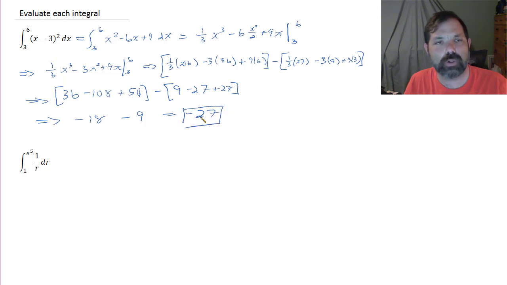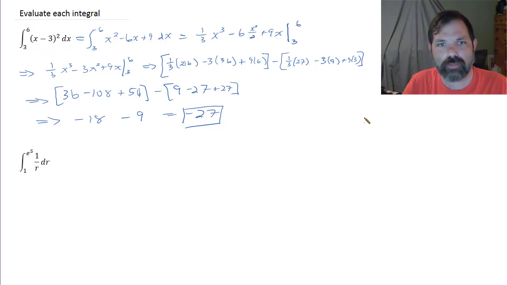A negative number? Does that make sense? Is that reasonable? No, that's not reasonable. I did something wrong. How do I know that that's not reasonable? Well, if I think of this curve, understand what this means: that's the area under a curve.